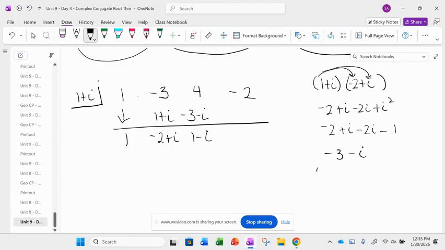Okay, and now I have an a plus bi times an a minus bi. Isn't that just a squared plus b squared? So 1 plus 1 is 2. And there's our 0. So now this brought me down to a degree of 2. I'm going to do synthetic one more time with my other root. Now, when I use synthetic again, am I using my original coefficients or the new coefficients? The new coefficients.